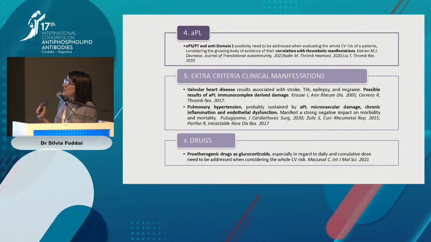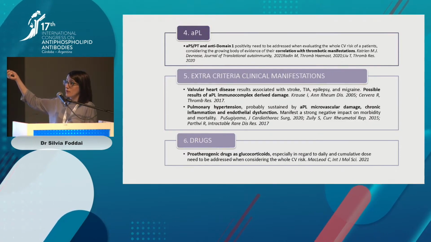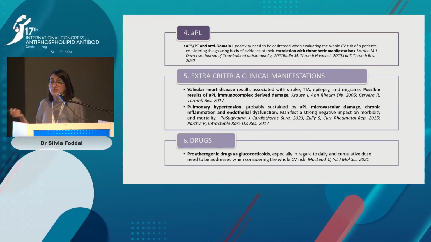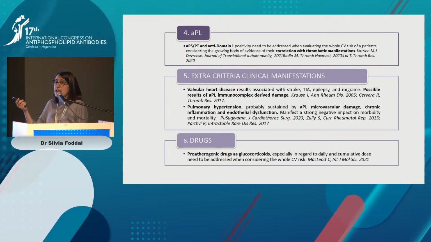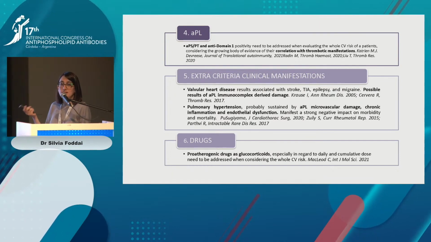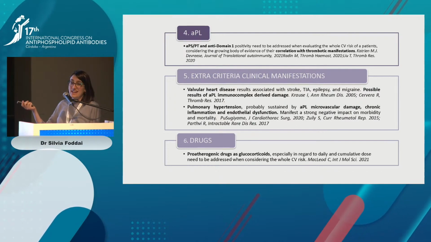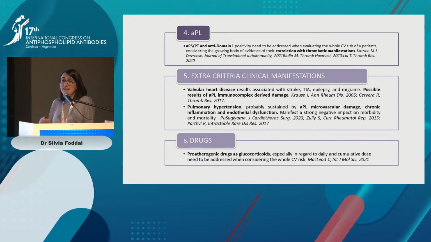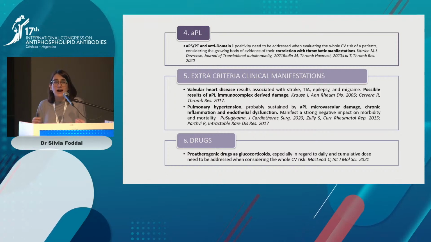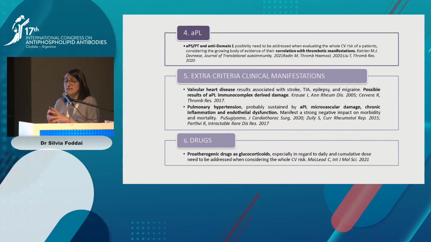At last, we have to assess for the presence of aPL, of course, because the higher the number of aPL, the higher the risk of thrombosis and recurrences. And we have, of course, to assess, and nowadays we stress this a lot, for the presence of extra-criteria antibodies, so aPS-PT and anti-domain 1. We also have to assess for the presence of extra-criteria clinical manifestations. We have to acknowledge them because they have a high impact on cardiovascular assessment in APS.